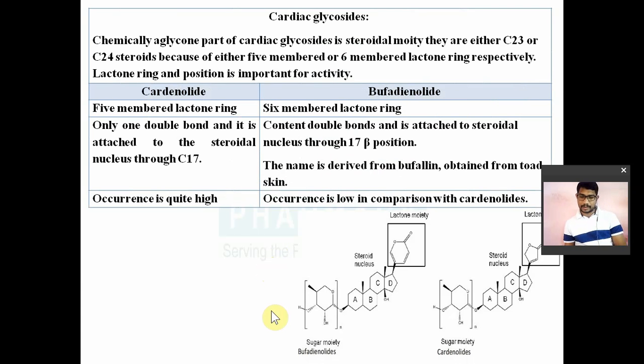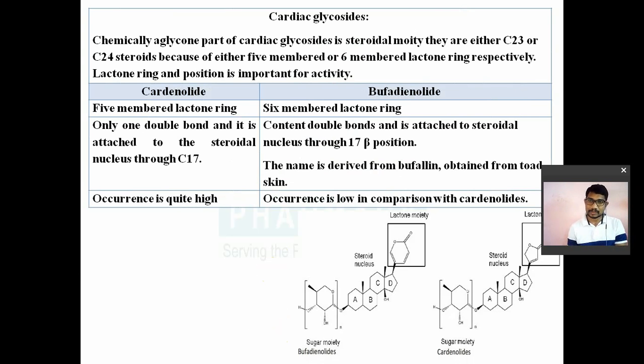Cardiac glycosides. As the name indicates, cardiac means they act on the circulatory system. They are known as cardiac glycosides. Particularly, they are useful as a cardiotonic in congestive cardiac failure.